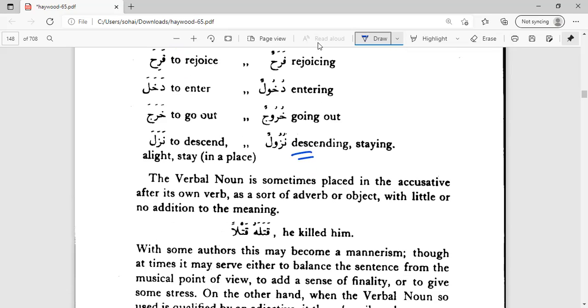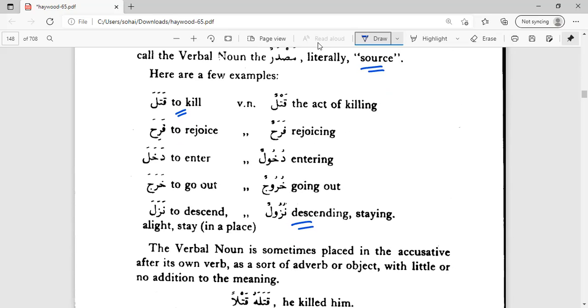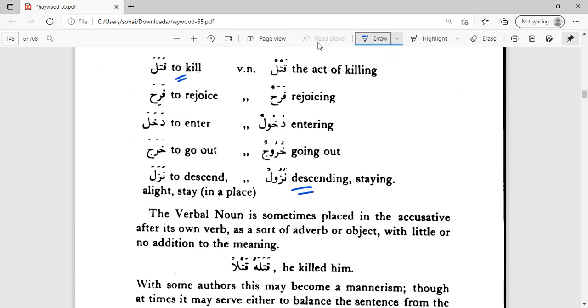So similar to when we said active participle, when it has verbal force, it has that sort of meaning. Similarly, the verbal noun only has one meaning. It's the act of the verb. So rejoicing, entering, going out, standing, sitting, sleeping, like that.